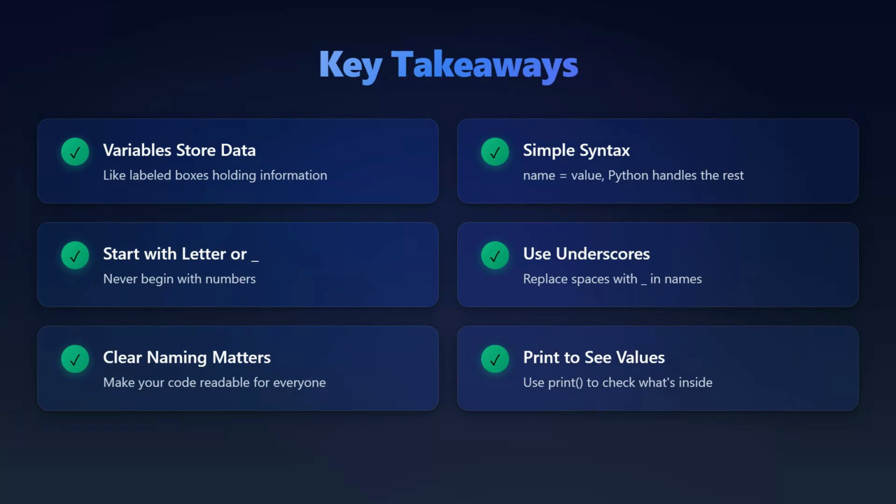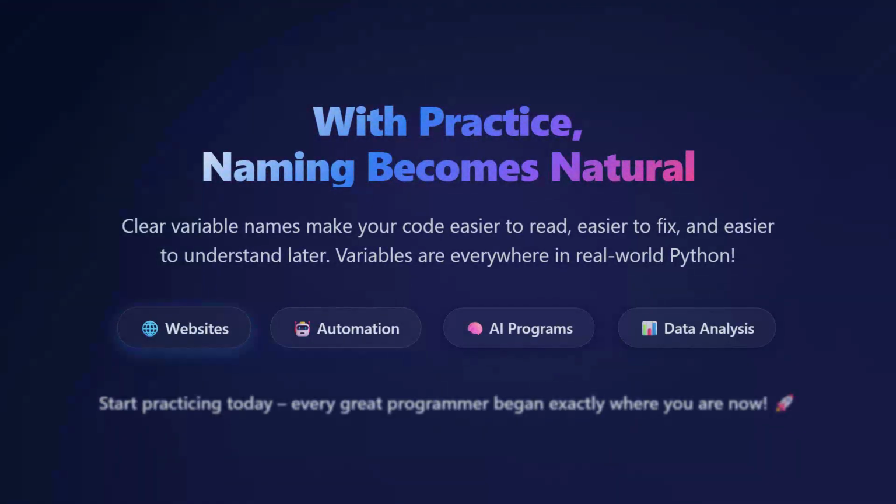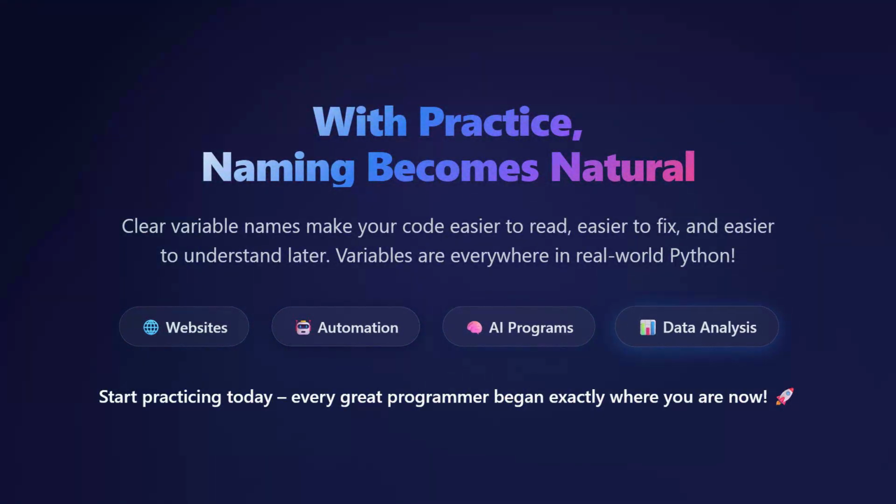The great news is that with practice, naming variables will become second nature. Clear variable names make your code easier to read, easier to debug, and easier to understand when you come back to it later. And remember, variables are used everywhere in real-world Python projects, from building websites and automation scripts to data analysis and artificial intelligence programs. So start practicing today, experiment with different variable names, and remember, every expert programmer started exactly where you are right now. You've got this.